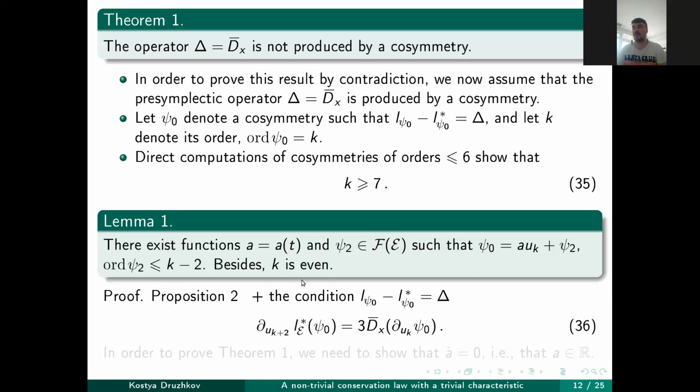The proof is very simple. It follows from proposition 2, from this nice formula given under formula 36, in this particular case. We just use this formula, and we see that if we assume that psi0 is a cosymmetry, right? psi0 is not just a cosymmetry, it's a cosymmetry which produces delta, actually. But in particular, it's a cosymmetry, then this term must vanish. So according to our assumption, it is 0. So the left-hand side must be 0. Then the right-hand side must be 0. And it's easy to see that in this case, we get this structure of coefficients, right? The first term, using this simple observation.